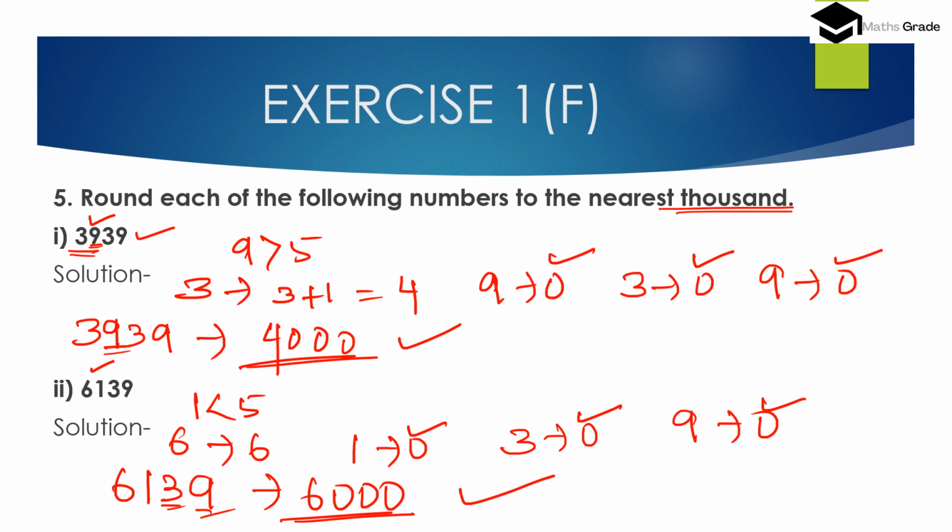So 3939 rounded to the nearest 1000 is 4000. And 6139 rounded to the nearest 1000 is 6000.